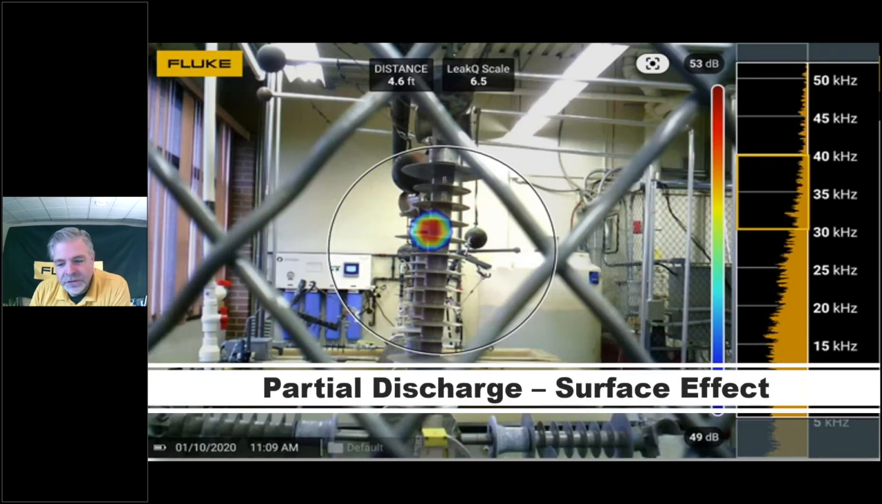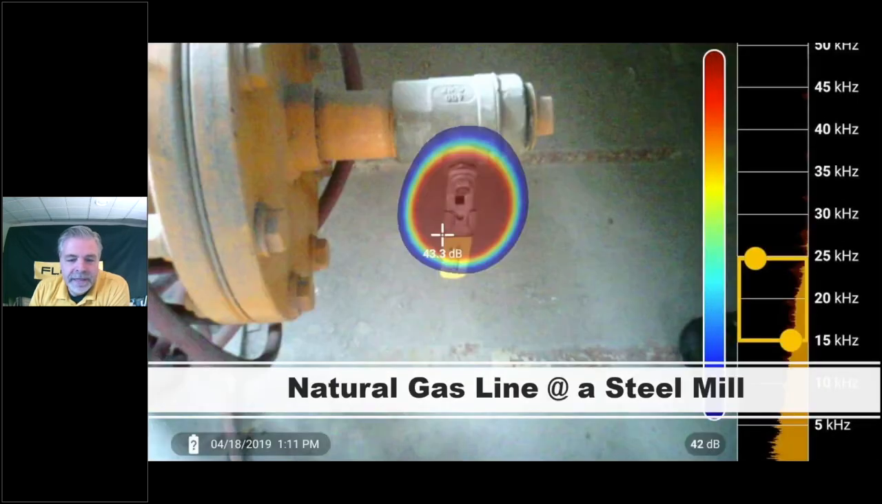We talked already about partial discharge. Again, this is from an ii900 image, but the ii910 would have been able to see this particular event happening perhaps even earlier than we found it here. And again, natural gas lines, the same image as we used earlier.